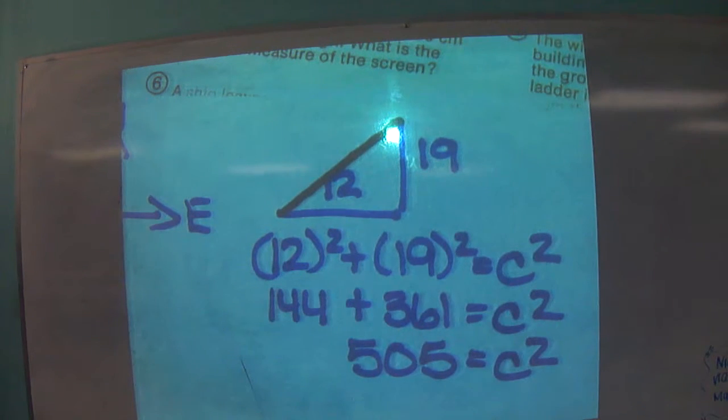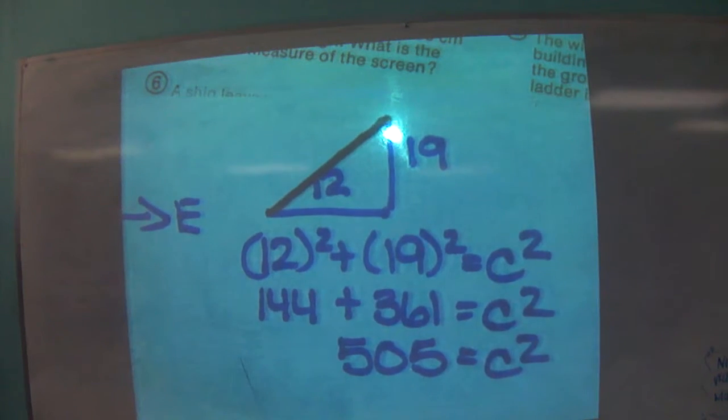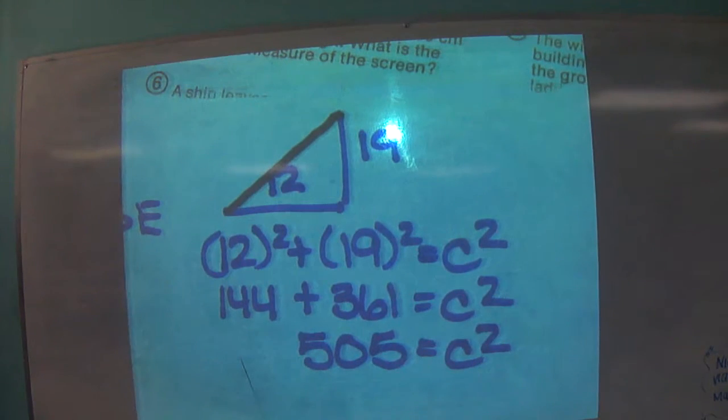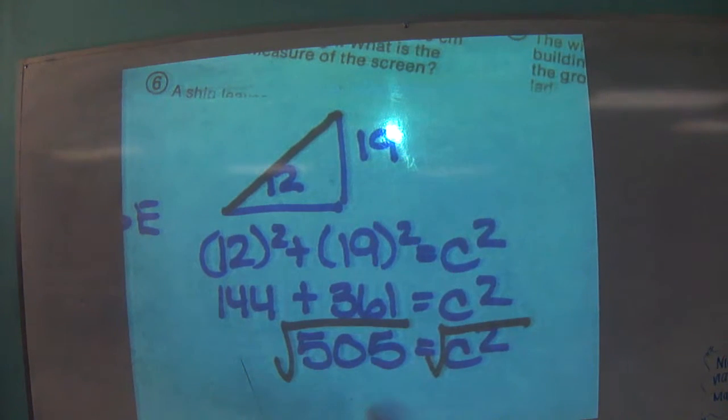What am I going to do to figure out how far they are from port? How do I figure it out? Just use the square root. Use the square root of C squared and 505. Okay? And handy dandy calculator again would be 22.472, so 22.5 equals C. And again, that's approximate.